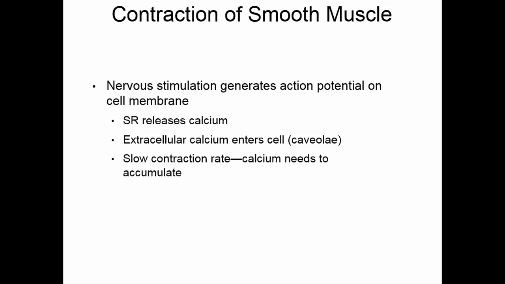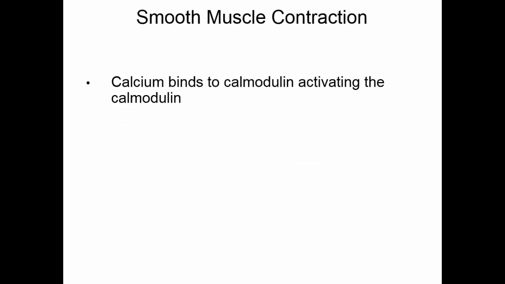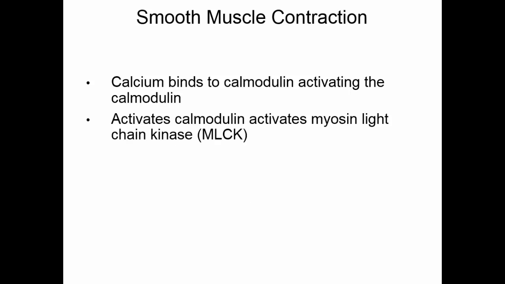We have a slower contraction rate in smooth muscle because it takes a while for the calcium to accumulate. Just like in skeletal muscle, calcium is necessary to trigger the myosin-actin interaction, the sliding filaments, but it happens in a different way. Calcium binds to calmodulin, and this activates calmodulin. Activated calmodulin activates an enzyme in the cytoplasm known as myosin light chain kinase.